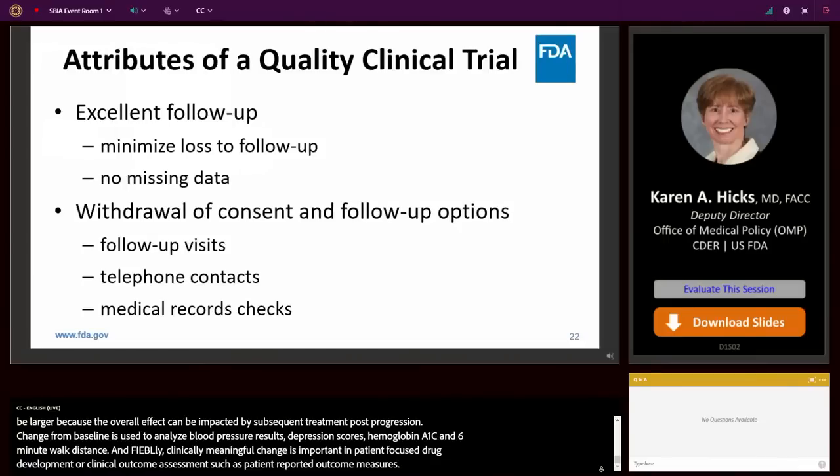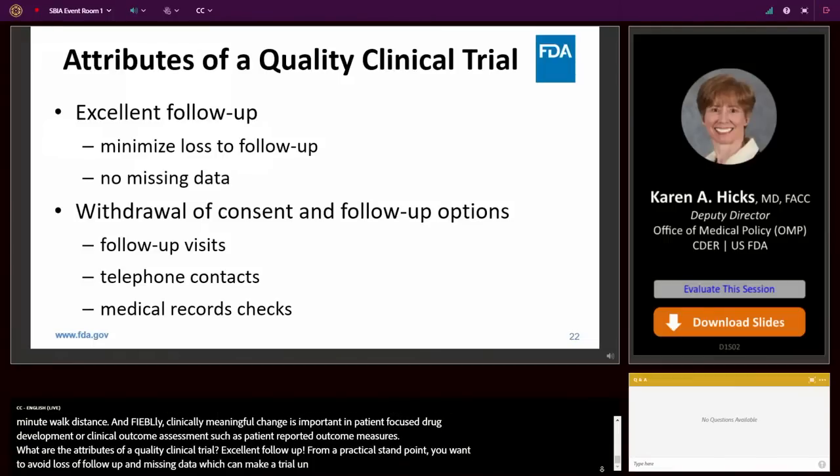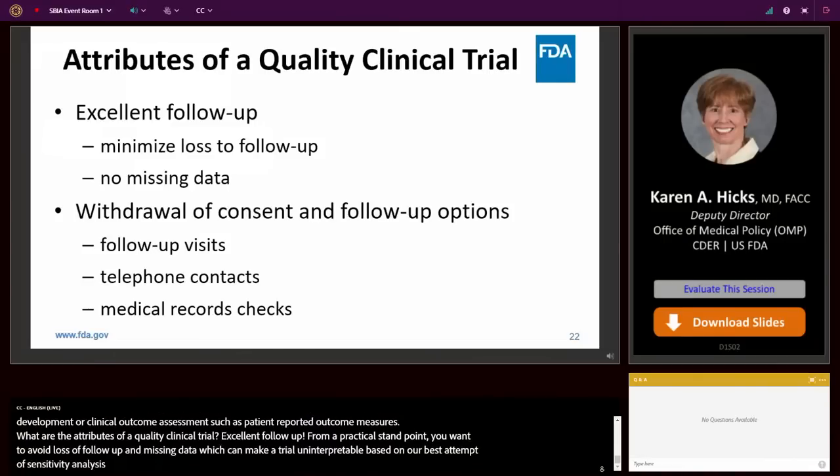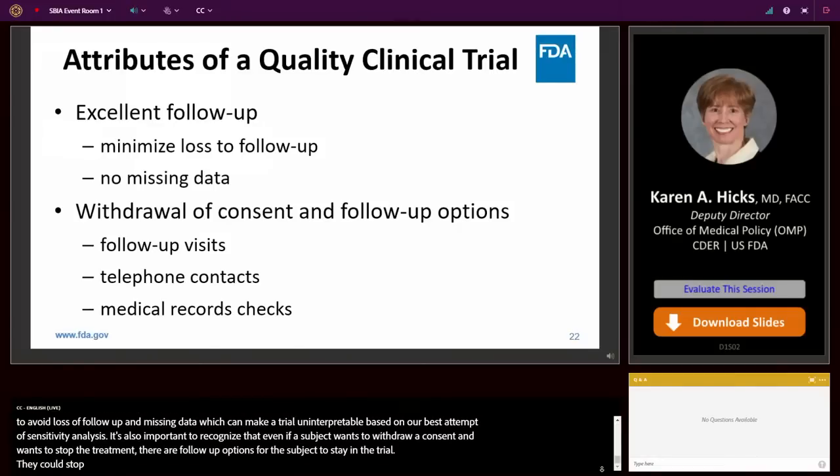What are the attributes of a quality clinical trial? Excellent follow-up. From a practical standpoint, you want to avoid loss to follow-up and missing data, which can make a trial uninterpretable despite our best attempts at sensitivity analyses. It's also important to recognize that even if a subject wants to withdraw consent and wants to stop the treatment, there are follow-up options for the subject to stay in the trial. They could stop the drug but continue with follow-up visits, or they could continue to allow telephone contacts and medical records checks.